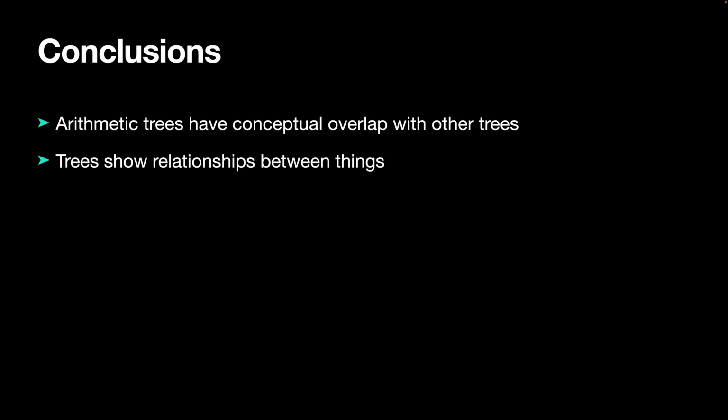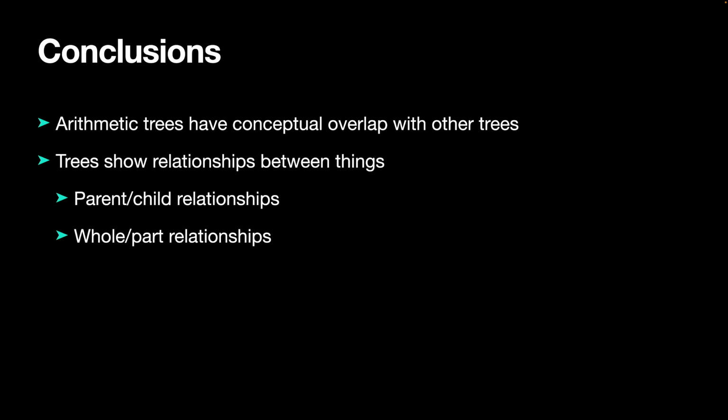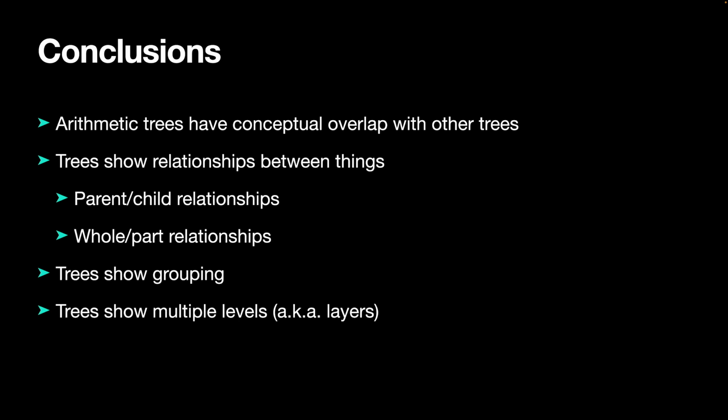Trees are good for showing relationships between things. They show parent-child relationships, which you can also view as whole-part relationships. They show grouping well, and they show multiple levels, which are also called layers. And they show nesting, which is groups within groups. You can have a subtree with subtrees in it, with subtrees in those, and so on and so forth. And when you try to use a linear representation of that, it can get very confusing and difficult to read. You can end up with a lot of parentheses needed to show the groups. But a tree can just display it visually in a clear way.